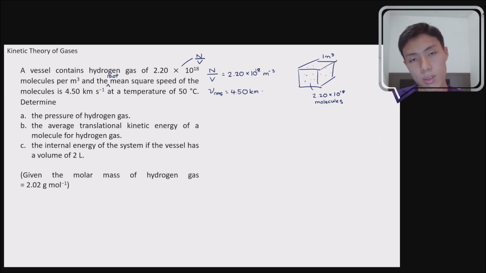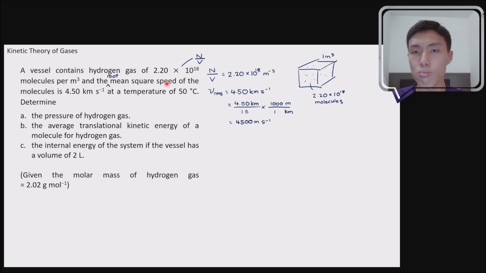Again, it's something that needs to be converted, so let's do the conversion right now. You leave the km on top, it's per second, you bring it to the bottom. Second, don't need to change, you only need to change the km to meter. So you eliminate km by putting it on the opposite side of the fraction, then you put meter over here. So 1 km is equivalent to 1000 meters. So from here, you find that it's equivalent to 4500 meters per second.